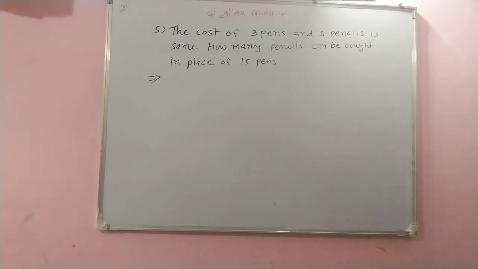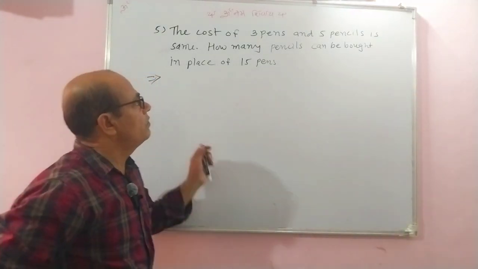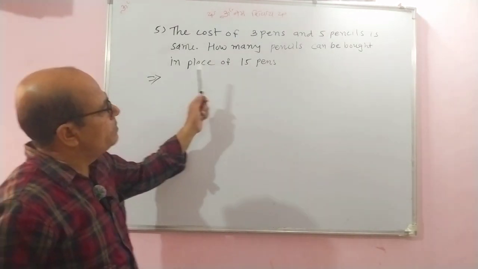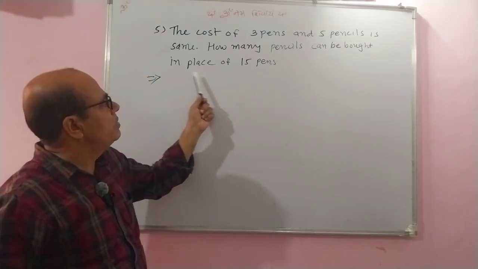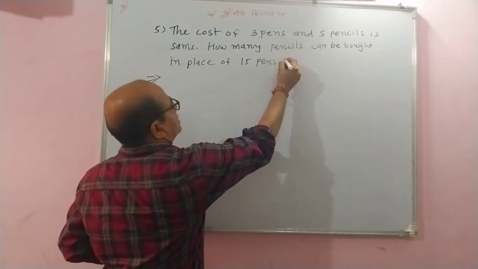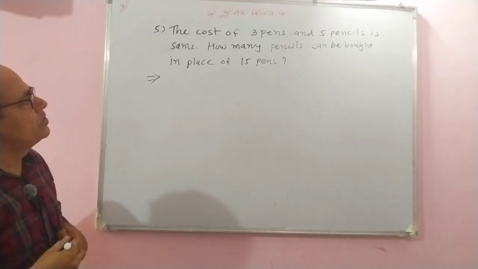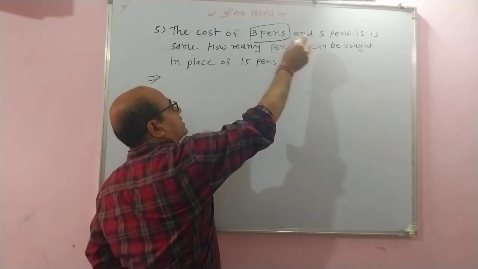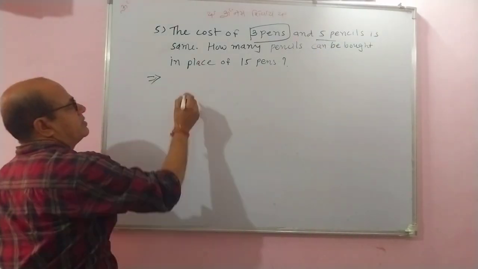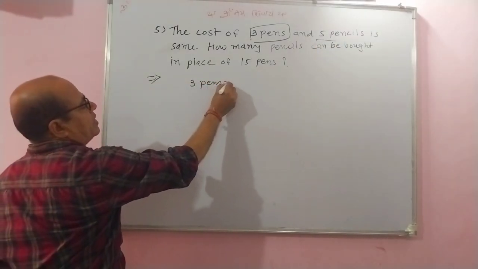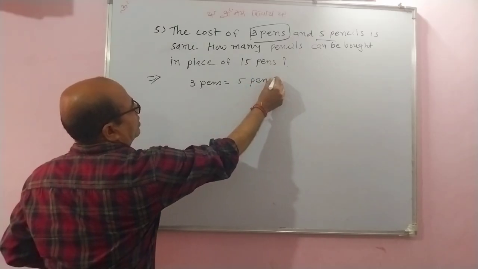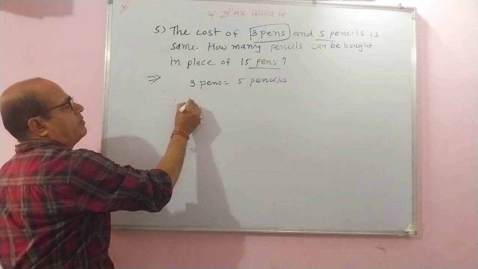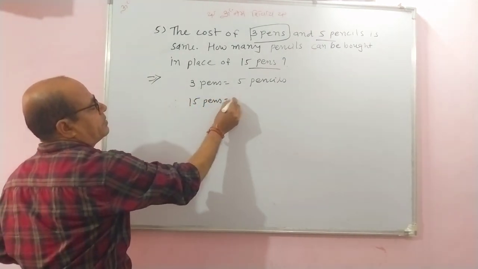Now see, the next example is the cost of 3 pens and 5 pencils is same, means equal. How many pencils can be bought in place of 15 pens? 15 pens, how many pencils you can get? So here you can compare. 3 pens, how many pencils are you getting? 5 pencils. So 3 pens is equal to 5 pencils, right? Now how many pens we have? 15 pens. So 15 pens is equal to how much?